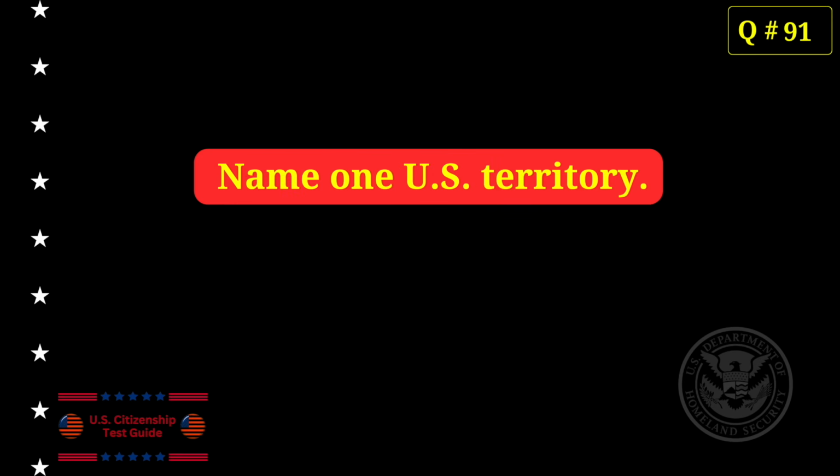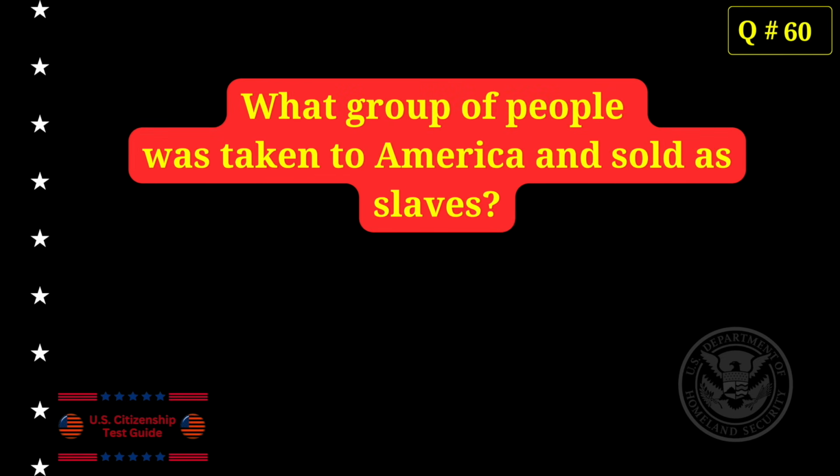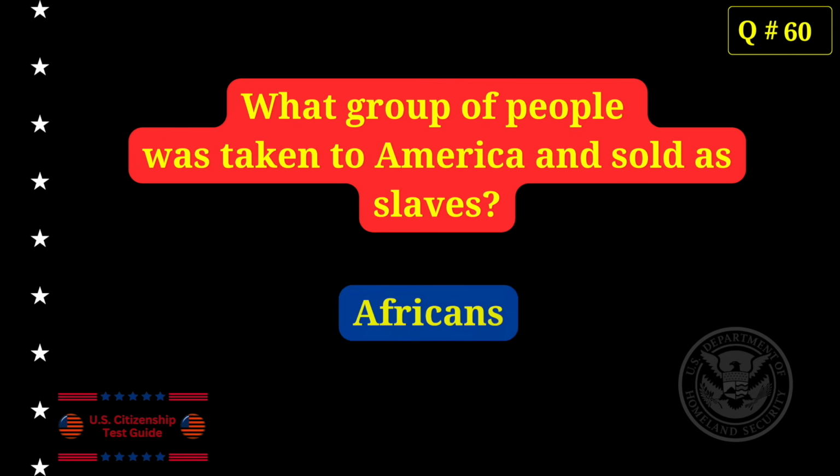Name one U.S. territory. Guam. What group of people was taken to America and sold as slaves? Africans.